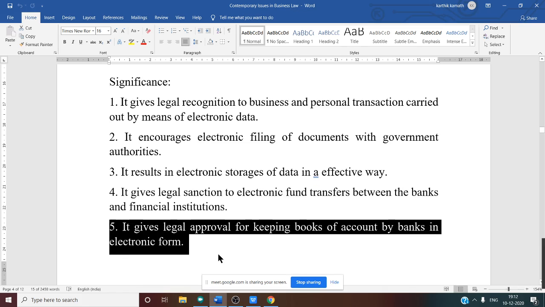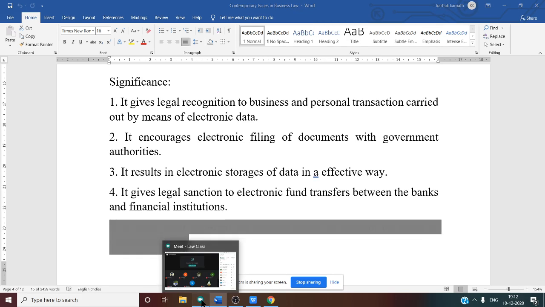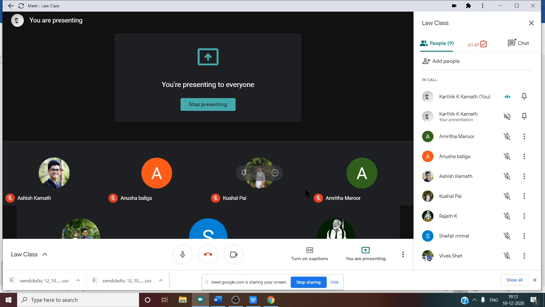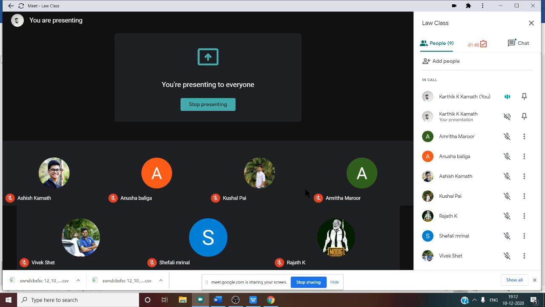Then it gives legal approval for keeping the books of account by the bank in electronic form. So we can also keep legal documents in electronic form. For example, we discussed DigiLocker.